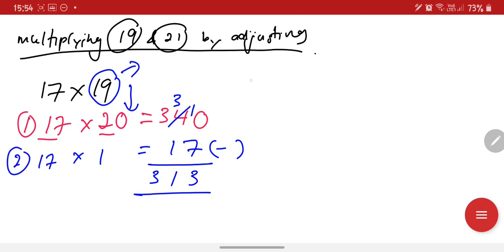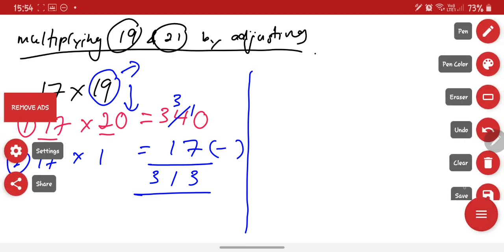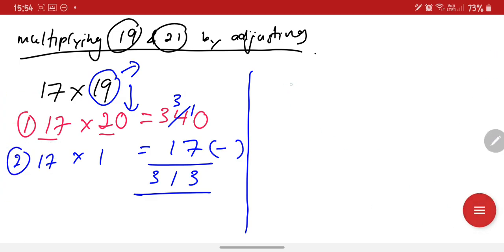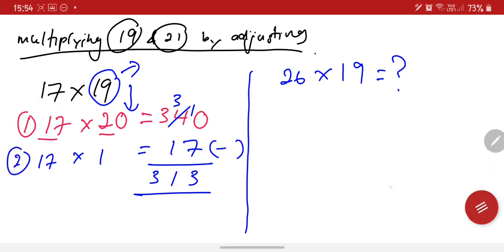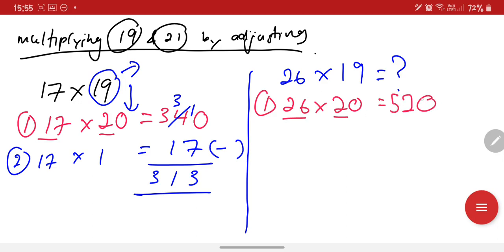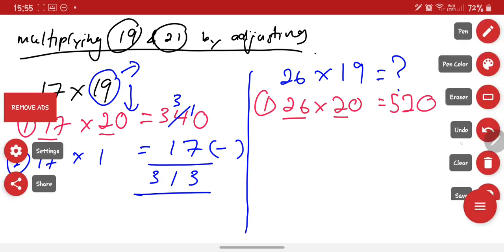Okay, now let's look at another example. Let's say 26 times 19 equals how much? Again, the first step, if you see the 19, you automatically do the first step, which is 26 times 20. Again, it's actually 26 times 2. You double it, meaning you will get 52. Then put 0 at the back, 520.